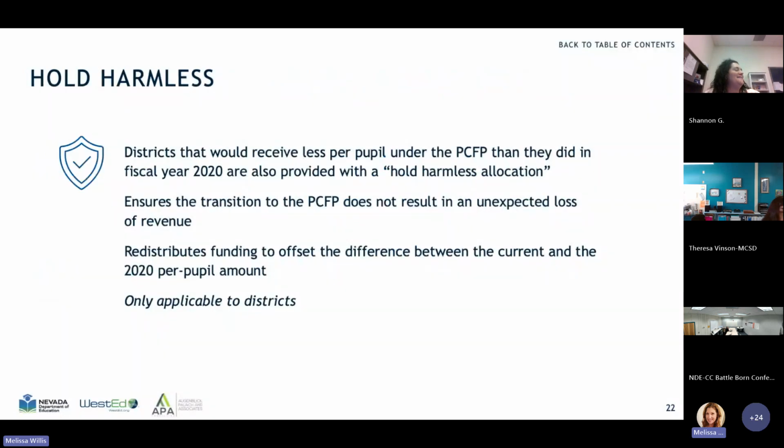Hold harmless. The PCFP also includes a fiscal year 2020 baseline per pupil guarantee or a hold harmless allocation. The intent of this provision is that a school district receives a reasonably similar level of funding on a per pupil basis that it received during the fiscal year ending on June 30th, 2020. With this baseline guarantee, the intention of the legislature was to be able to transition to the PCFP without causing an unexpected loss of revenue for any school district if the district would receive less funding under the PCFP than it received in fiscal year 2020. This baseline per pupil guarantee is only applicable to districts.